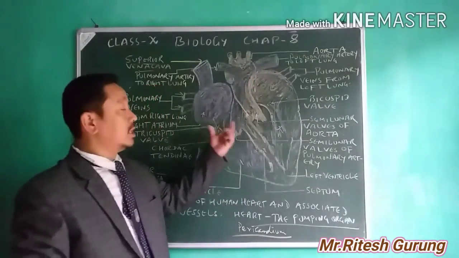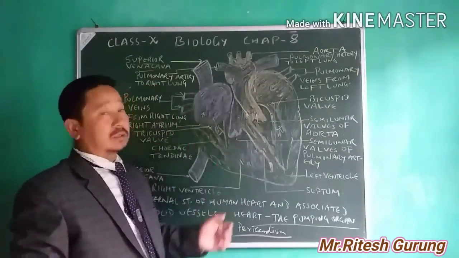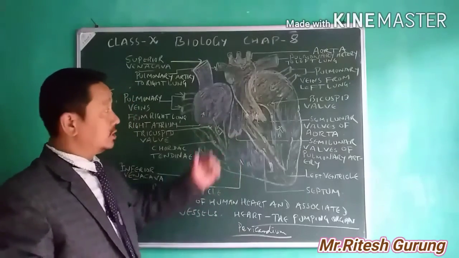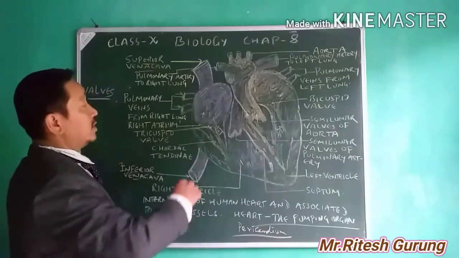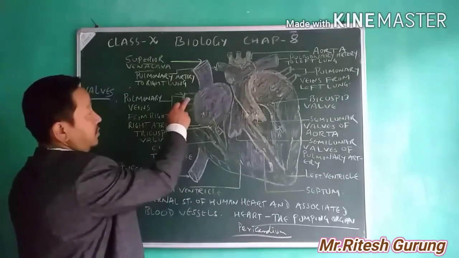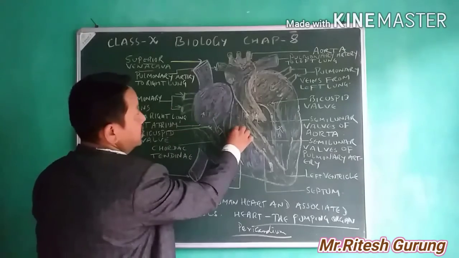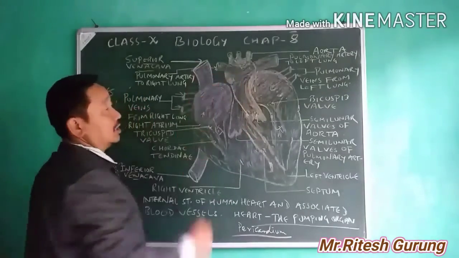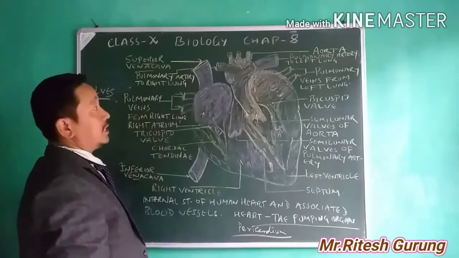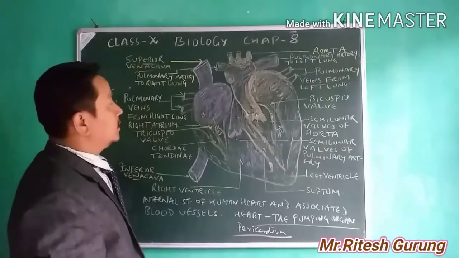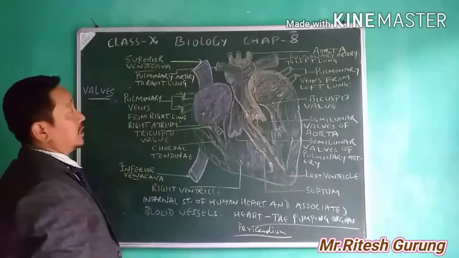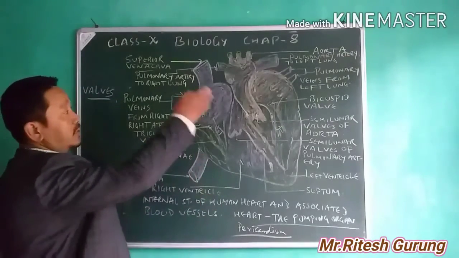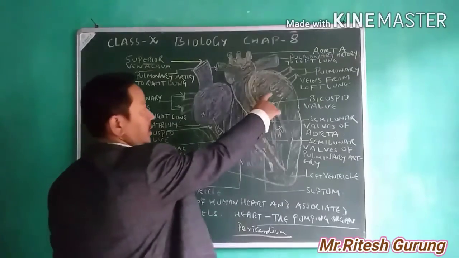So this is how the circulation of blood takes place in the human heart. From the pulmonary artery, the blood will be taken to the lungs for purification. After purification, it will be brought back to the auricles.